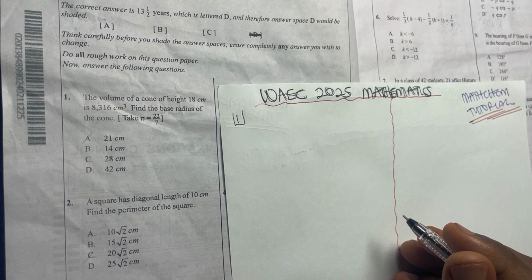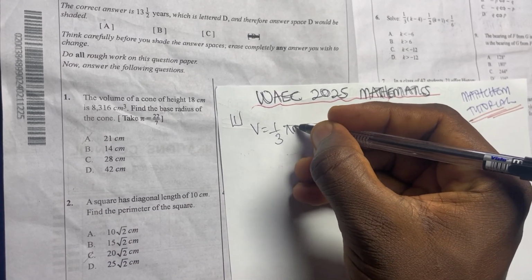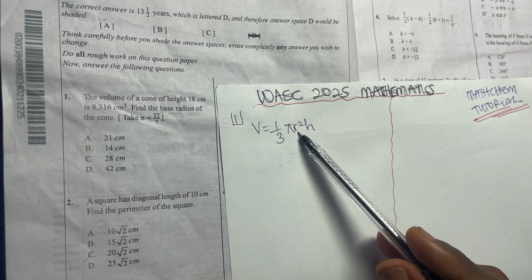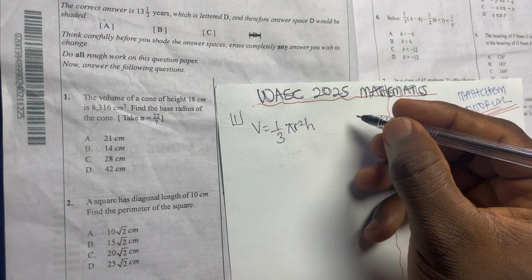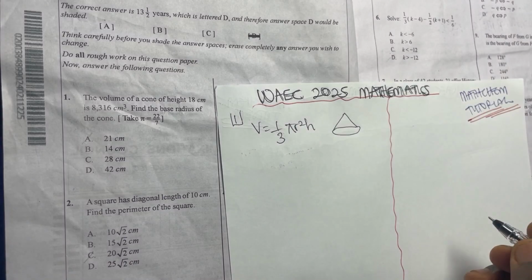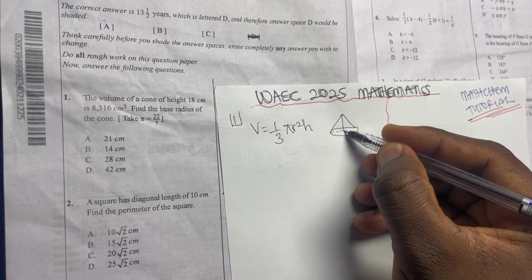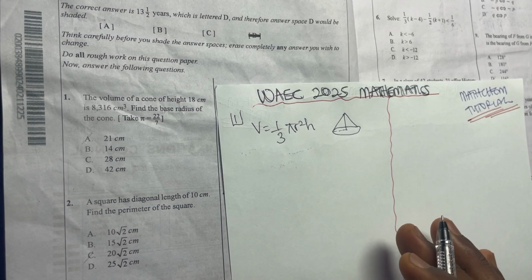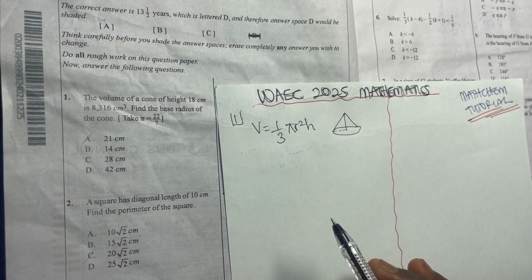The formula to calculate the volume of a cone is 1/3 pi r square h. Mind you, our pi is 22/7, our r is the base radius, and h is the height. I'm very sure everybody should know the shape of a cone. A cone is something like this, whereby the height is like this, then the radius is always something like this. So this is how a cone looks. In this question we are not asked to draw the shape, we are only asked to calculate the base radius of the cone.